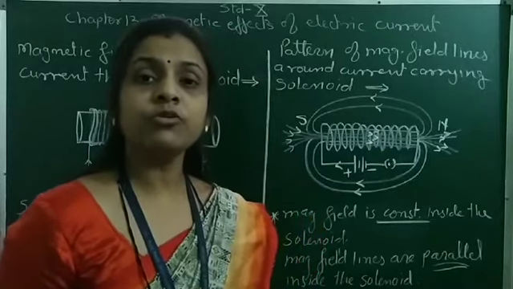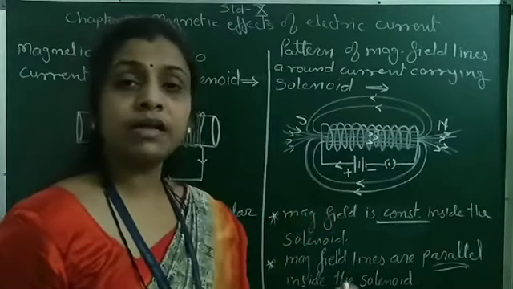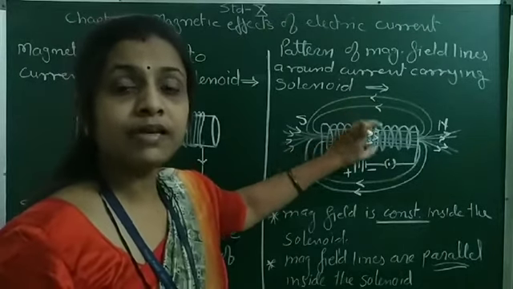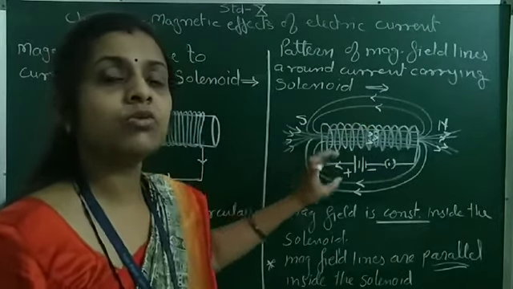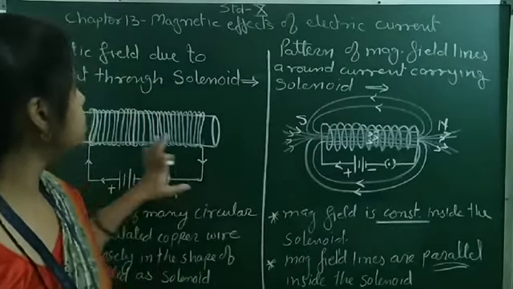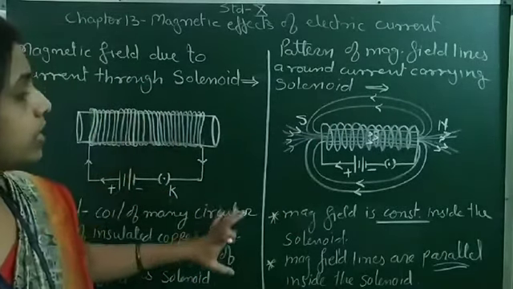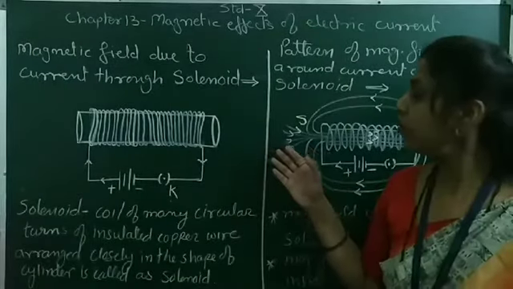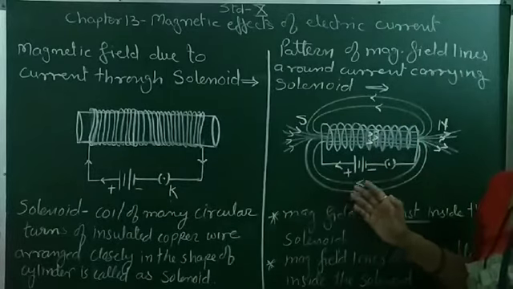And how does it produce an electromagnet? When a magnetic material like soft iron is placed inside the solenoid, it magnetizes the material, and that material is called an electromagnet. So this is about the solenoid and the current through the solenoid. Hope you understand what a solenoid is and how the magnetic field is produced by the solenoid.